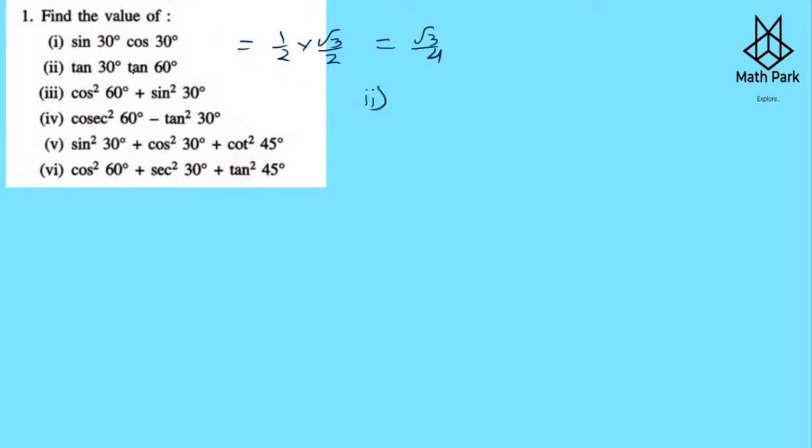Now second, it says tan 30 tan 60. So tan 30 is 1 upon root 3 and tan 60 is root 3. So 1 upon root 3 into root 3, which we get as 1.